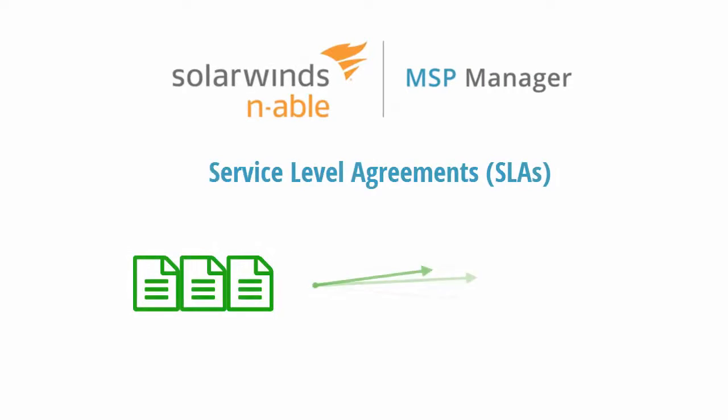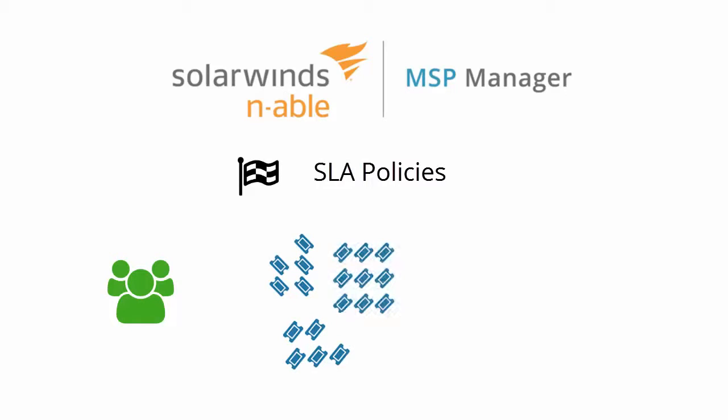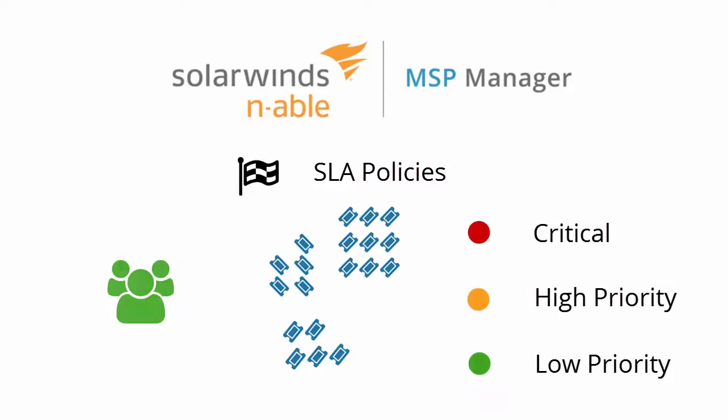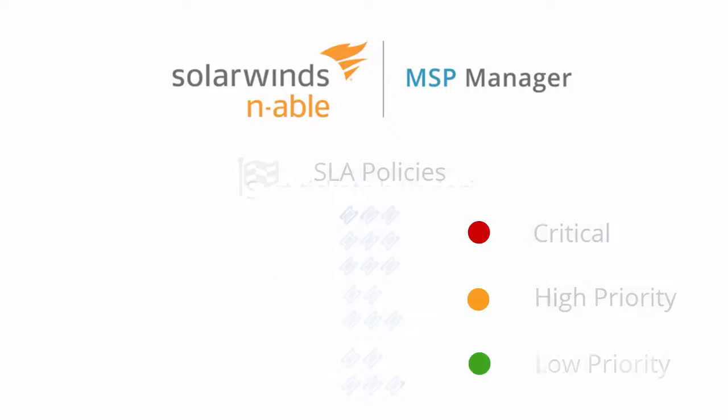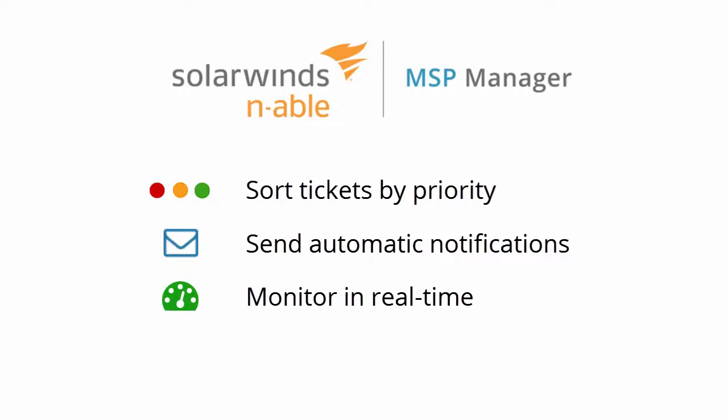If you have service level agreements with your clients, you can use MSP Manager's SLA feature to help your team prioritize their work and address tickets within defined response times. You can sort your tickets by priority, send automatic notifications to your techs for tickets at risk for breaching your SLA thresholds, monitor in real time how your team is performing, and report on performance against the SLA.